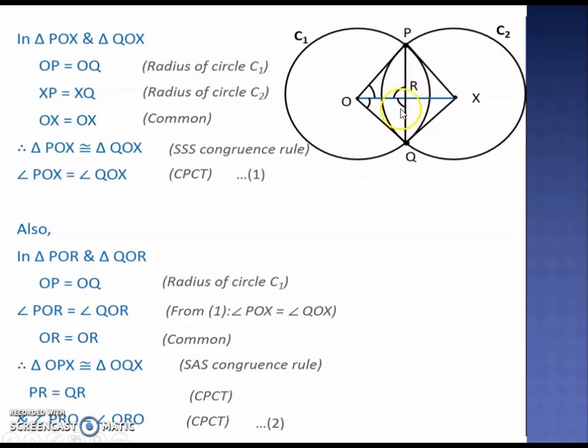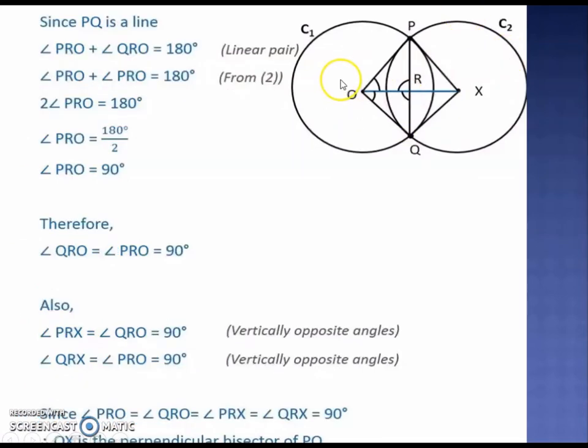Since they form a linear pair, their sum should be 180 degrees, and they are equal also. So both must be 90 degrees each. Therefore this angle PRX and this one are also 90 each. That we can prove easily. PRO and QRX are vertically opposite, so if this is 90, this is also 90. So all these four angles are 90.